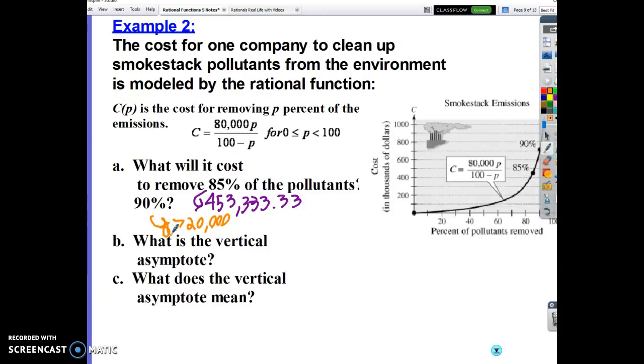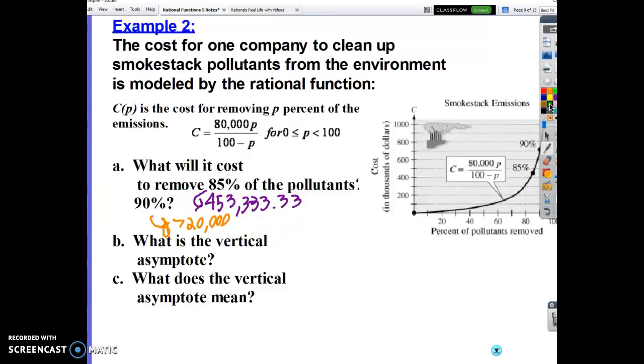And now, what's the vertical asymptote? Now, before we get to that, I want you to think about why is there a vertical asymptote in this? Why can't we remove all of the pollutants from the air? Okay, I want you to think about this, maybe talk to a neighbor for a second, pause the video, and come back.